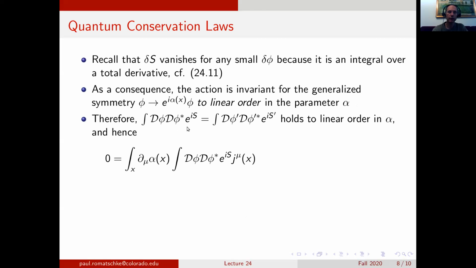So we find that the original path integral that we wrote down, the integral of d phi d phi star e to the iS, is equal to the integral of the transformed fields using this transformation to linear order in the parameter alpha. We have discussed that the measure is invariant under these transformations. We have discussed what the transformed action looks like to linear order in alpha. And we can just bring this term to the right-hand side and look at the variation of this path integral to linear order in alpha. What we find is that we have 0 on the left-hand side, and on the right-hand side we only have terms linear in alpha that remain.